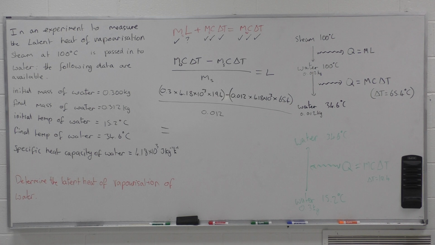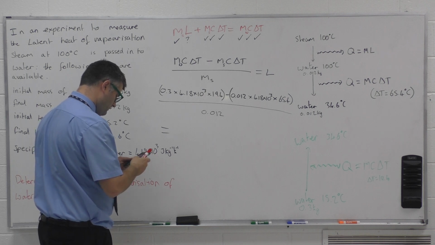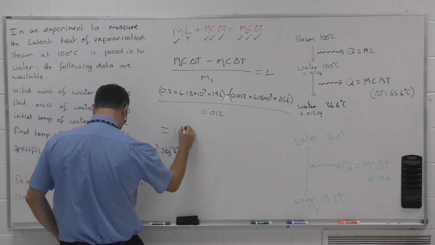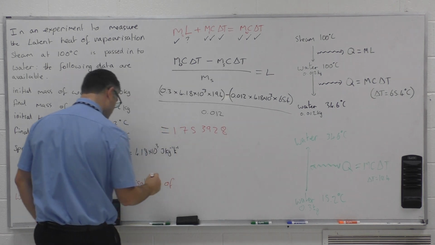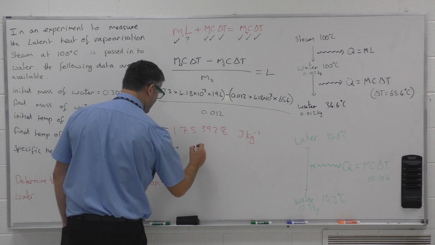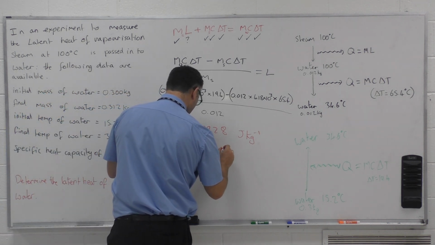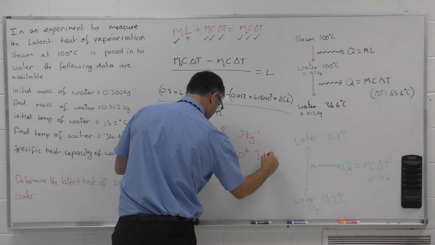0.3 times 4.18 times 10 to the 3 times 19.4 minus 0.012 times 4.18 times 10 to the 3 times 65.4. Divide that by 0.012 and we get a final answer of 1,753,928, and that's joules per kilogram. Obviously that isn't a very nice number to leave written down like that, so we can put it into standard form, which gives us 1.7535 times 10 to the 6 joules per kilogram.